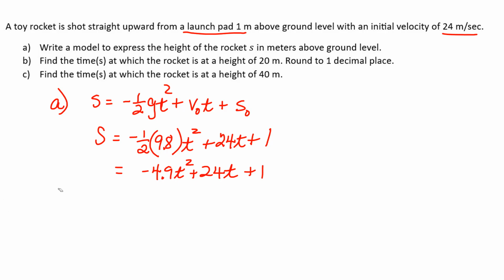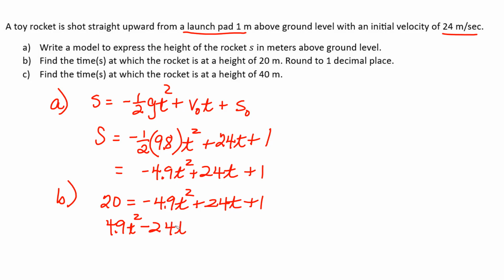Part B says, find the times at which the rocket is at a height of 20 meters. So we want to know, when is the position of this rocket 20 meters above the ground? That's s. So it's a quadratic equation, which means we need to get everything on one side. And in this case, we'll want to use the quadratic formula. So we'd have 4.9 t squared minus 24t, and then plus 19 equals 0.